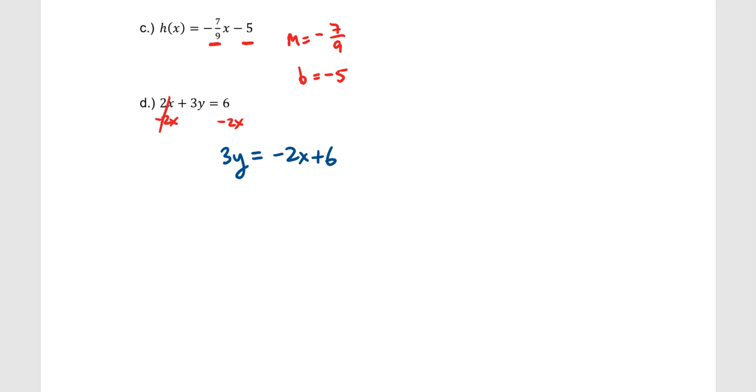And now we divide everything by 3. What that means on the right is we actually have to divide both terms by 3. That's negative 2/3 x plus 6 over 3. 6 over 3 is 2. So once we have that, now we can identify the slope as negative 2/3 and the y-intercept is 2.